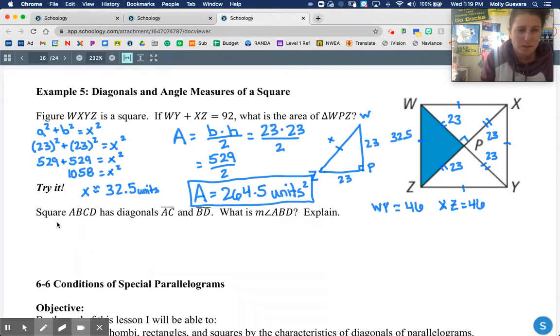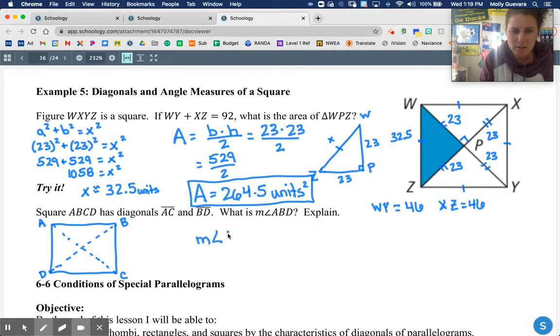Okay. The last one, I think you guys can do on your own, so I want you to try it. But again, I'm a visual person, so I'm going to draw it. I have square ABCD. Diagonals are AC and BD. Right, so I just have this drawing. What is the measure of angle ABD? Okay, so go ahead and hit pause if you need to, but go ahead and find the angle of ABD, which is this angle right here. And then when you're ready to review it, you can hit play.